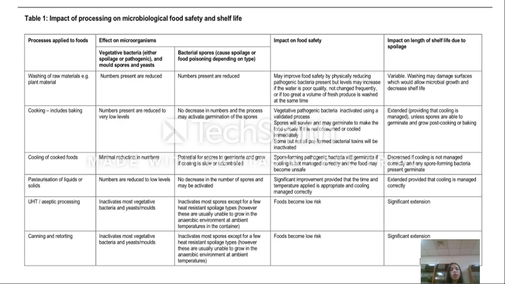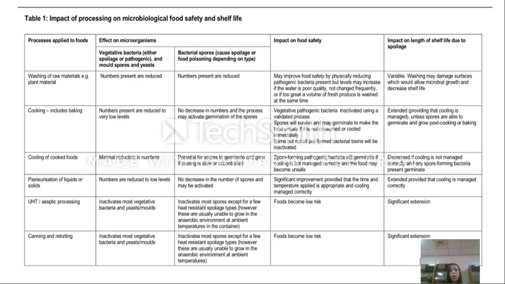So, if you start with the washing of raw material, how does it affect the microorganisms, the vegetative bacteria as well as the bacterial spores? The vegetative bacteria and the bacterial spores will be slightly reduced. From the point of view of the impact on food safety, it will improve the food safety. However, when we use a high amount of water, the food becomes wet and it can get spoiled easily. From a shelf life point of view, the effect is really variable. It depends on the washing technique because sometimes it may damage the surfaces, which would allow microbial growth and decrease the shelf life.